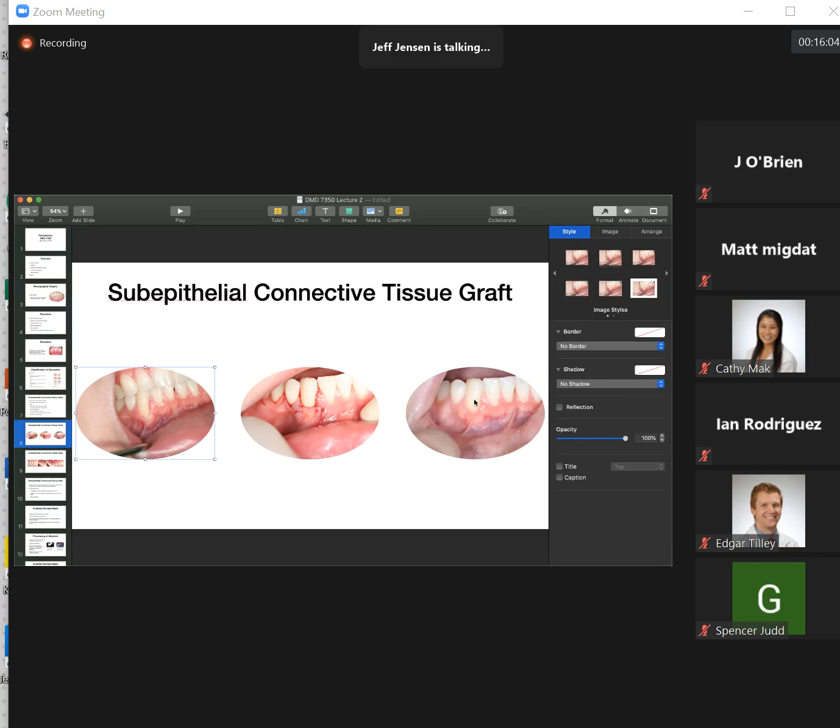Dr. Jensen, when you say subepithelial connective tissue graft, are you removing the epithelial layer before you put this in the recipient site? So you don't have to, but what the subepithelial means is I'm not necessarily bringing a bunch of epithelium with me. Does that make sense? So let me show you this picture here, and I think it'll make a little more sense.